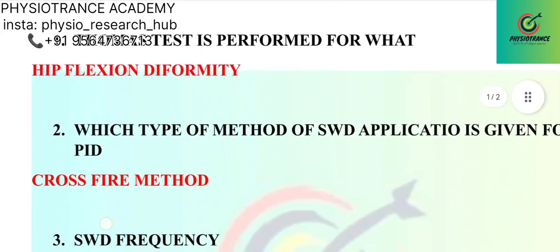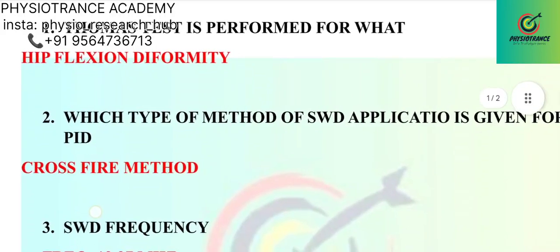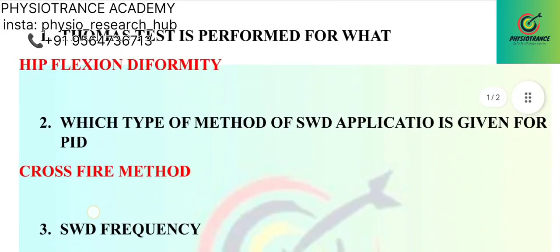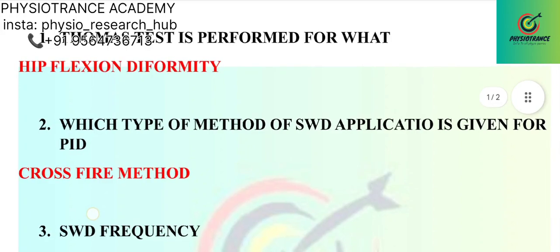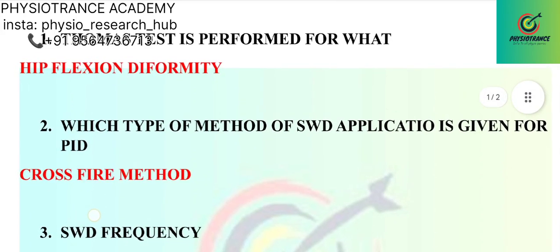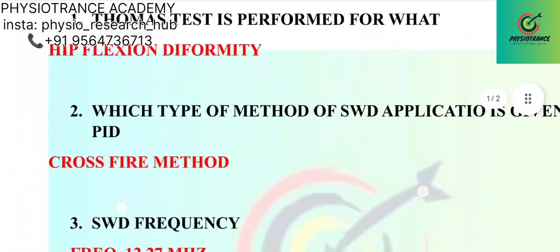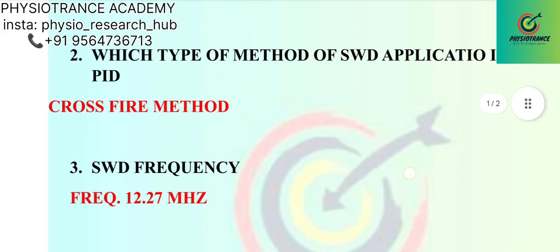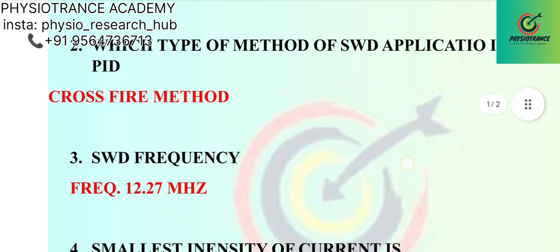Next question: which type of method of SWD application is given for pelvic inflammatory disorders or disease? Short wave diathermy, that is the crossfire method. The most frequently asked question is SWD frequency. So it is 27.12 megahertz.